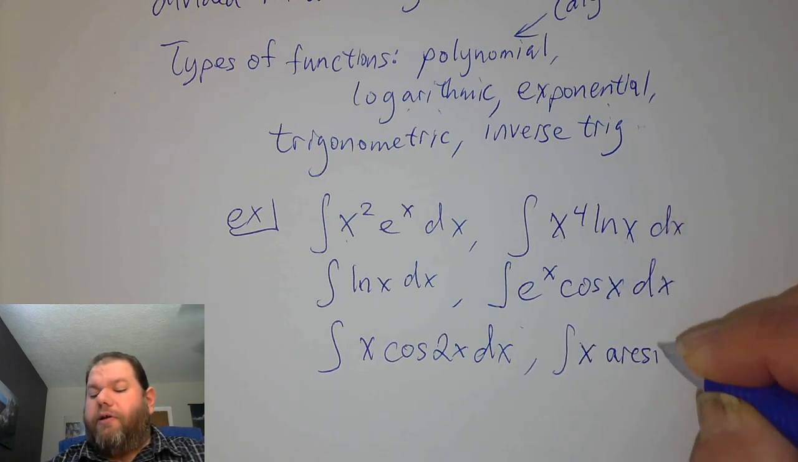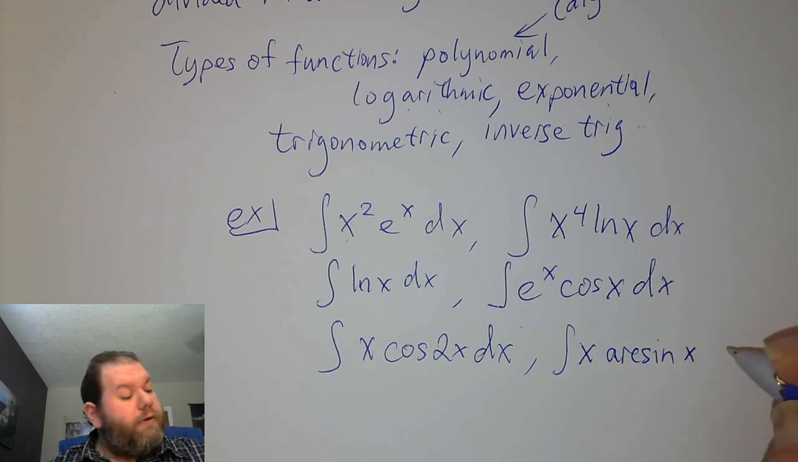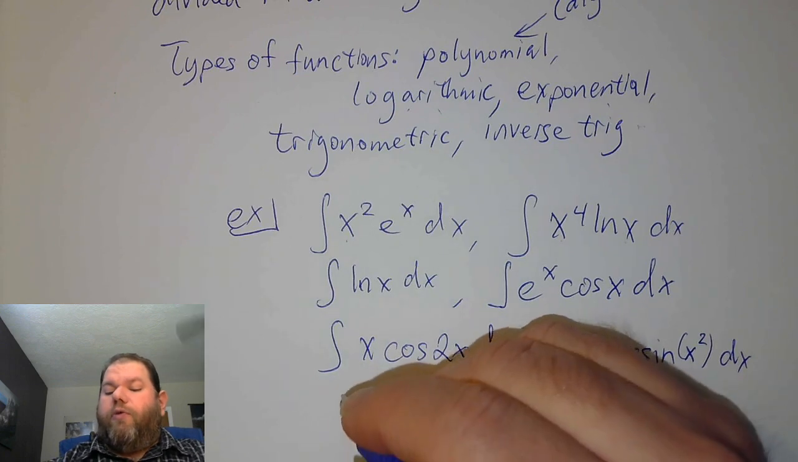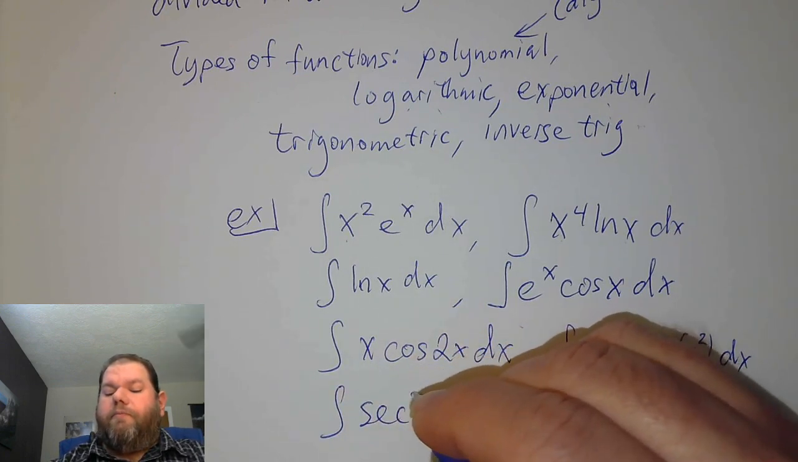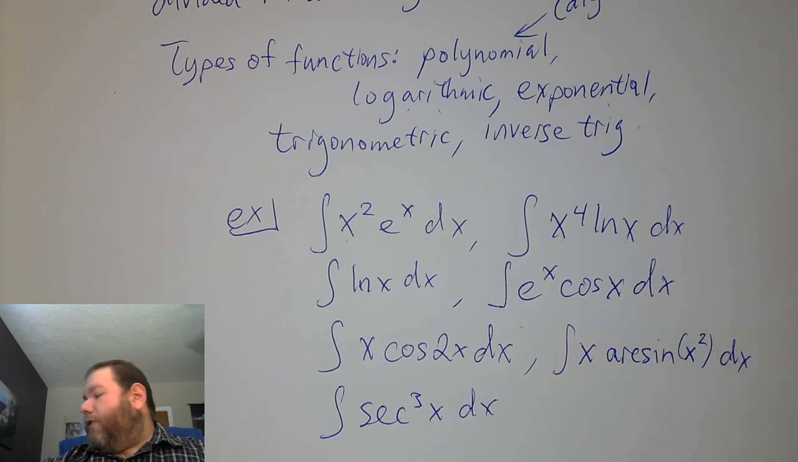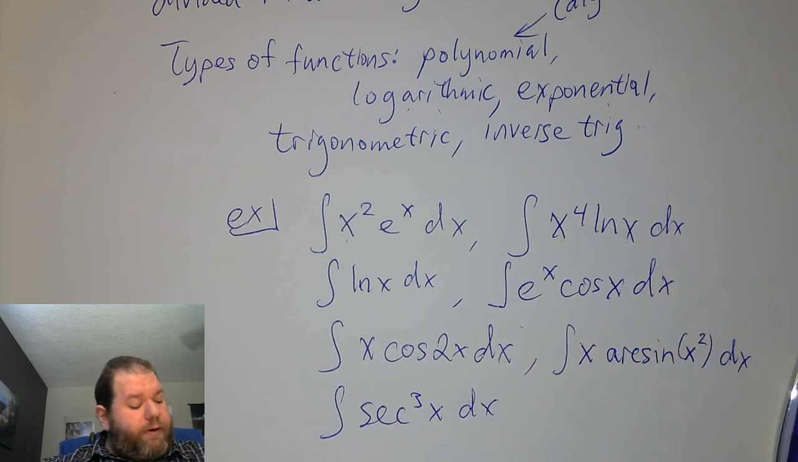x arcsine of x squared dx. And one more I have to do. It's generally required for any Calculus 2 course. Is integral of secant cubed, which is kind of a doozy, but we'll do it.